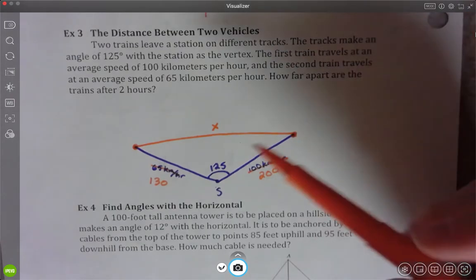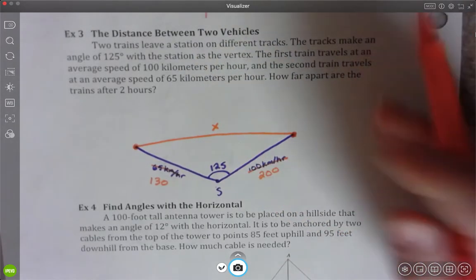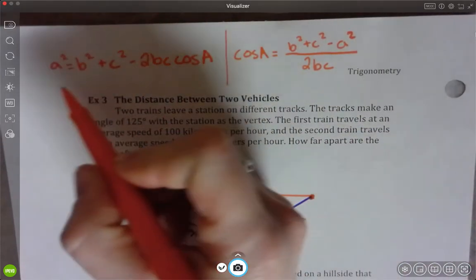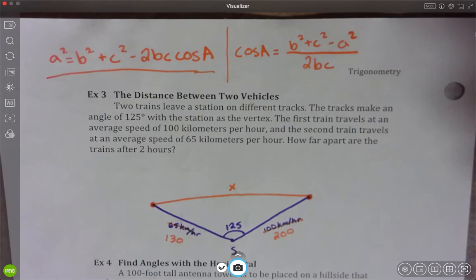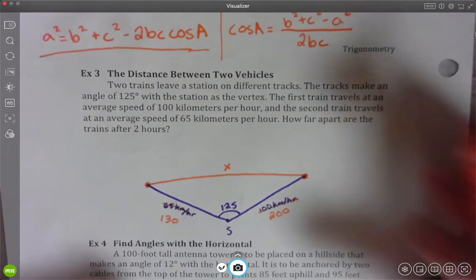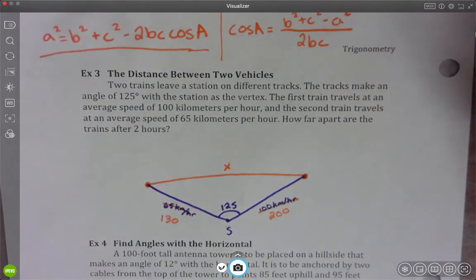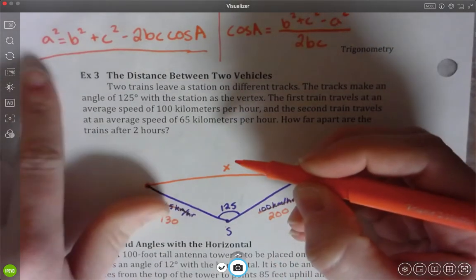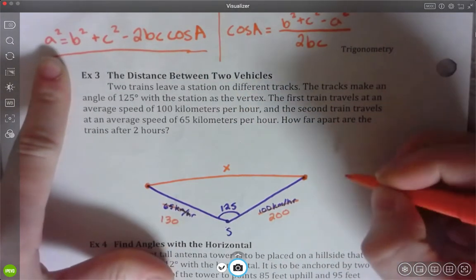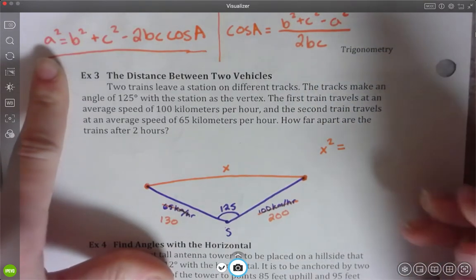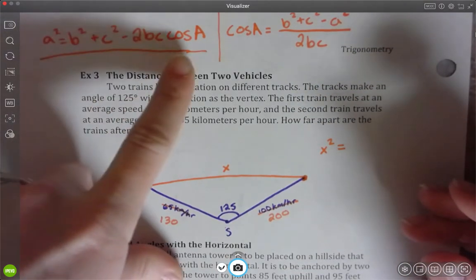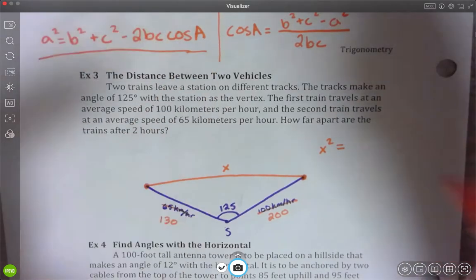So x is referring to the side that we have. I'm going to use this formula up here. It's just the way the equation's set up, it makes it a little bit easier to solve. Then we have to decide where we're going to put all of our information. x is the side that I'm solving for, so I'm going to plug that in for a. I'm going to call that x squared equals. Now if this is a, then the cosine has to be of the angle that's opposite from a.